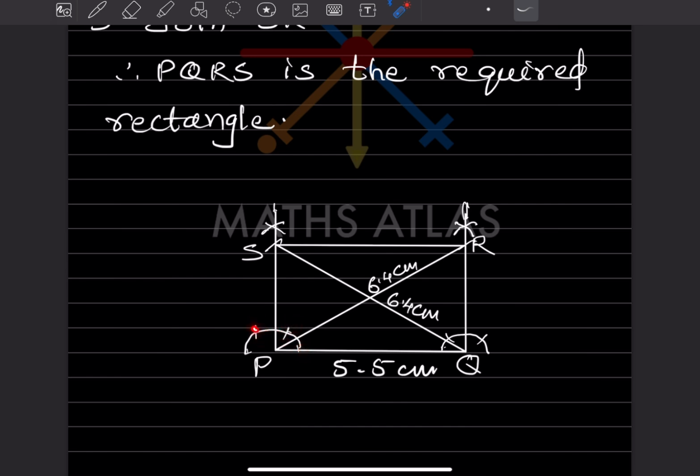Then what will you do? You will take this point and draw an arc over here. Then you will take this point and draw an arc over here. So this is the point of intersection. So now this and this you are going to join. So now this is straight as well as perpendicular.